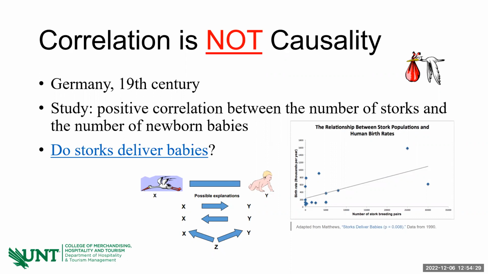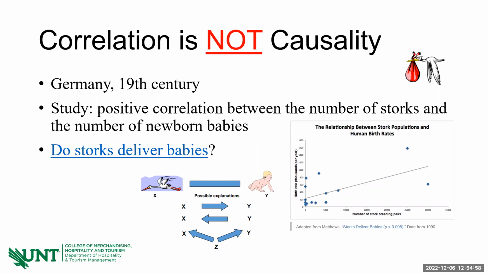That's a common situation in your cross-sectional survey. Oh, you have satisfaction, you have revisit intention, but who causes who? This is correlation, but it doesn't give you any causality. It might be satisfaction causes the revisit intention, or it might be revisit intention causes your satisfaction. So it could be either way.